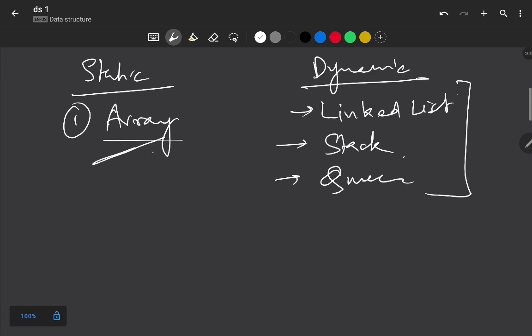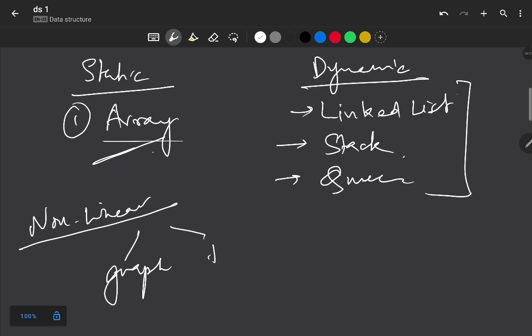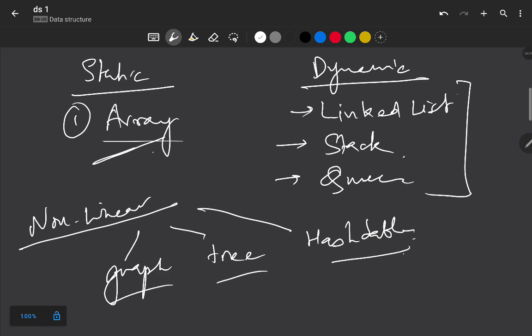Under non-linear, like I said, there is graph, there is tree, and there is actually another thing called hash tables. So this would have given you some kind of indication of what they are and what the divisions are. We'll see them in more detail in our next lectures.